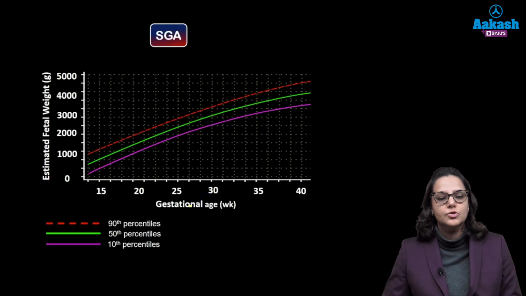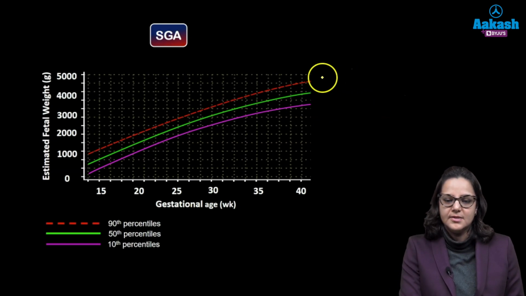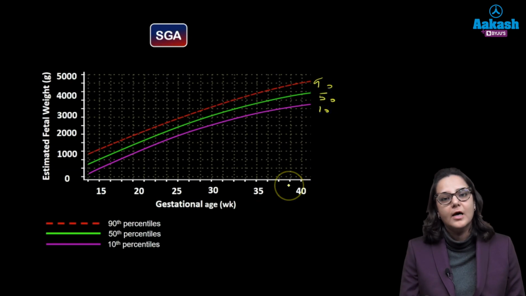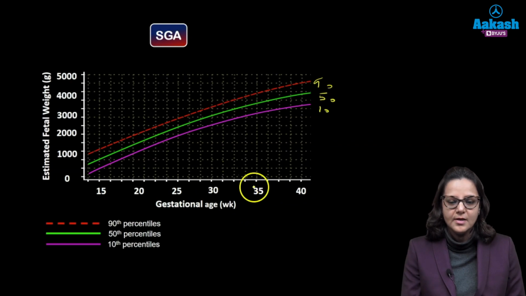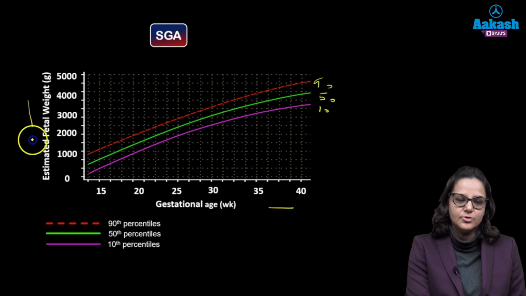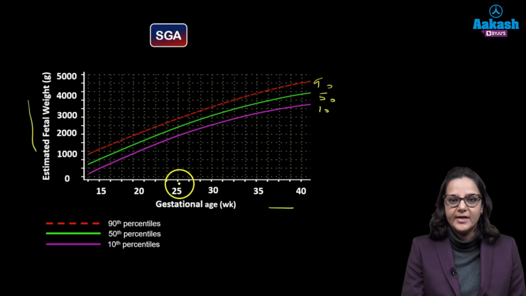Okay, so this is how we plot the chart of the baby, and this is the 90th centile, right? This is 50th and this is the 10th percentile. Okay, now here two scenarios can happen. So the x-axis is showing a gestational age in weeks and the y-axis is showing the birth weight in grams. Okay, so suppose at 25 weeks if the weight of the baby is 900 grams, over here.